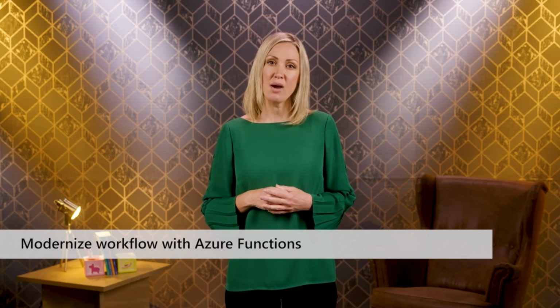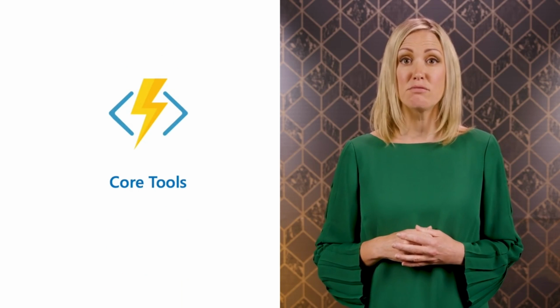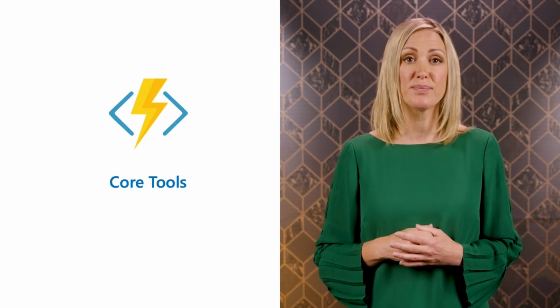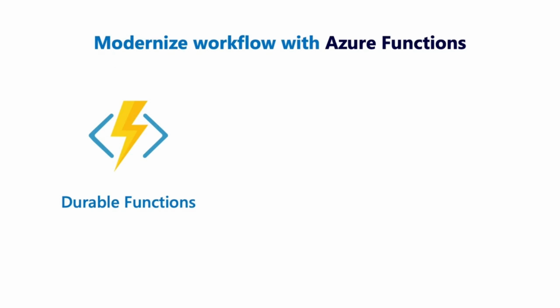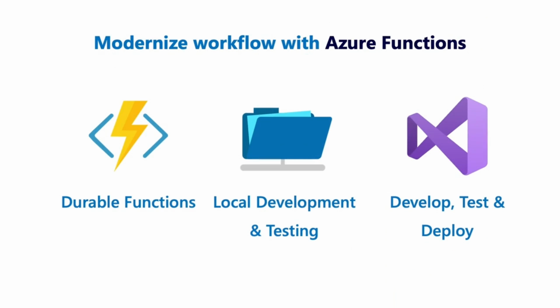Next, you explored how Azure Functions can be used to modernize a workflow. In particular, how to use durable functions to orchestrate a long-running workflow as a set of activities. To do this, you use the Azure Functions core tools to create and run functions on a development computer and publish them to Microsoft Azure. You explored durable functions and how you can create and run them on a development computer for testing before deployment to Azure. Finally, you also learned how to develop, test, and deploy an Azure function with Visual Studio.